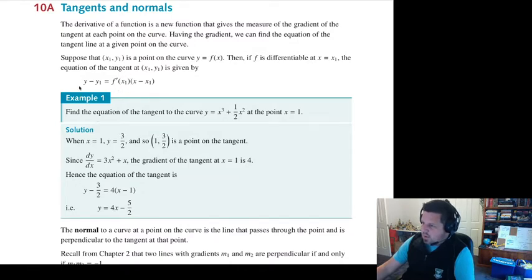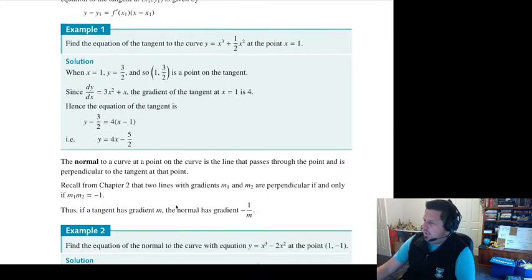You can see, writing out the equation using this rule, y take away y1 equals f dash of x1 times x take away x1, and substituting in the things we know, f dash of x1 is the gradient at that point, so that's where the 4 comes from. Here is the y1 value we worked out, and here is the x1 value. So the rule is really useful. You can simplify it down, and the equation of the tangent to the curve at that point is y equals 4x take away 5 over 2.